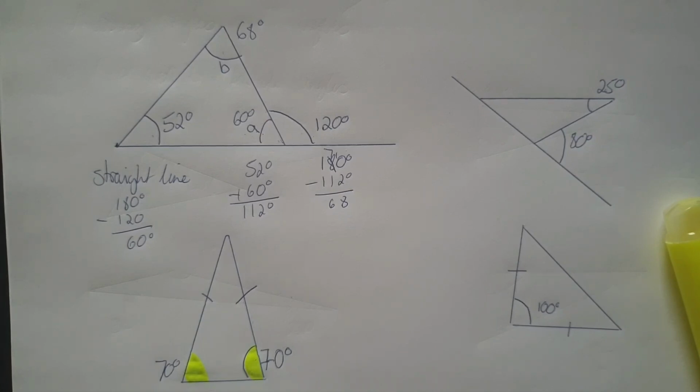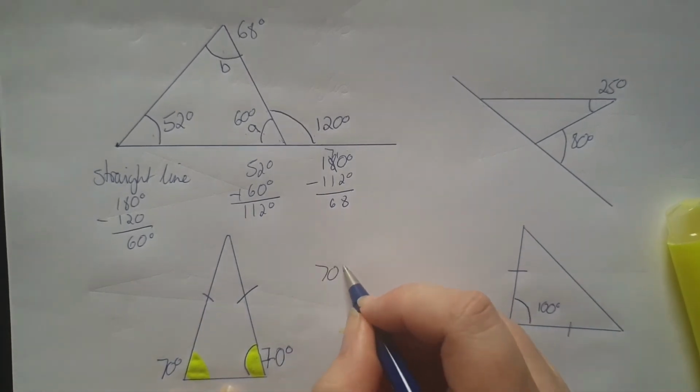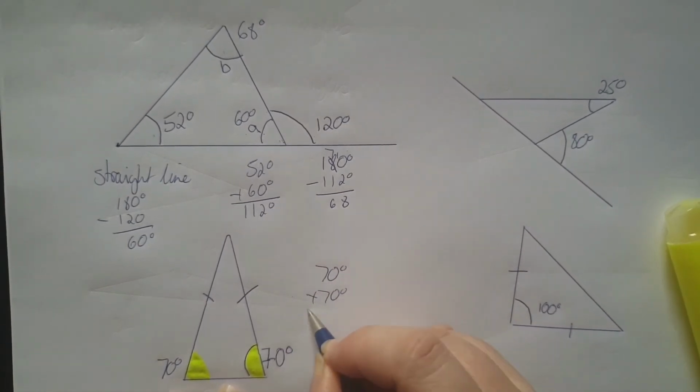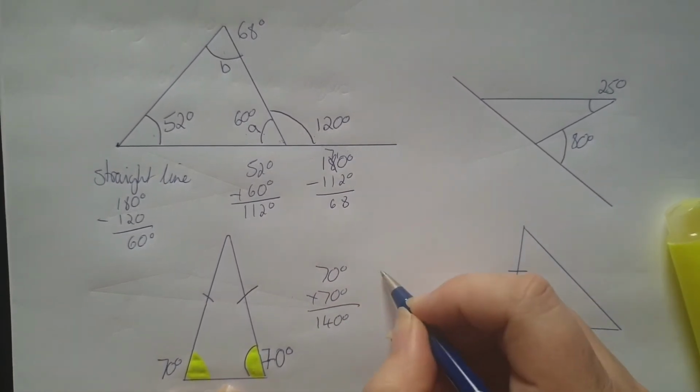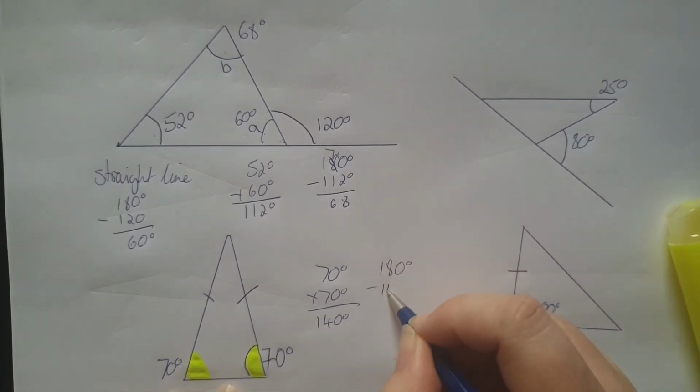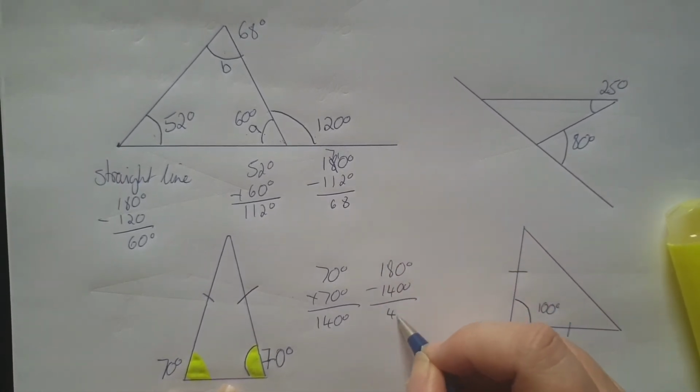So if we know those two angles, we can go back to the same method before. 70 degrees plus 70 degrees gives us 140 degrees. 180 degrees minus 140 degrees gives us 40 degrees.